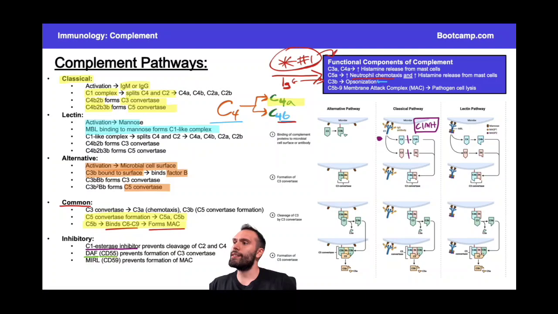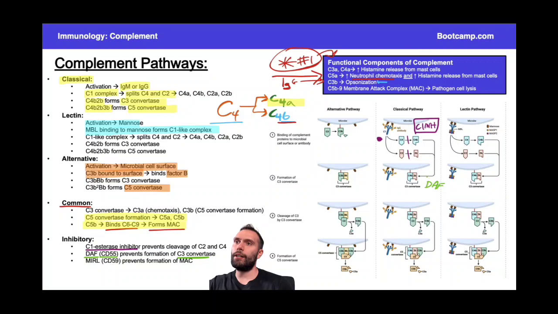All right, the next inhibitor is going to be decay accelerating factor, also known as CD55. And we see a deficiency of this with PNH, paroxysmal nocturnal hemoglobinuria, which we'll talk about in a minute. And this essentially prevents the formation of the C3 convertase. Okay, so you can see where's my C3 convertase? I have them here, right? So decay accelerating factor is going to inhibit this step. It's going to inhibit these two structures coming together to form the C3 convertase.